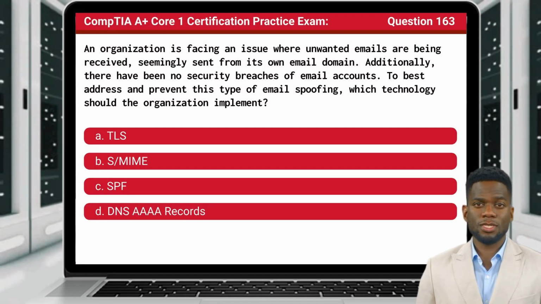Question 163. An organization is facing an issue where unwanted emails are being received, seemingly sent from its own email domain. Additionally, there have been no security breaches of email accounts. To best address and prevent this type of email spoofing, which technology should the organization implement?